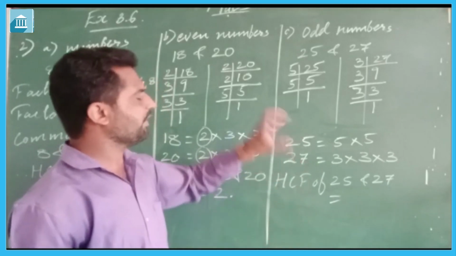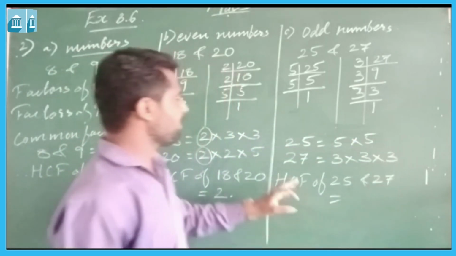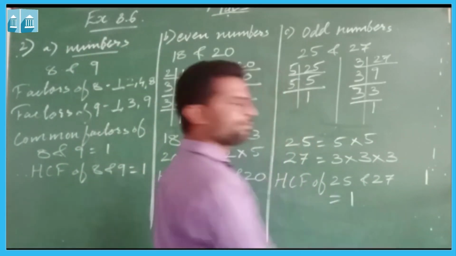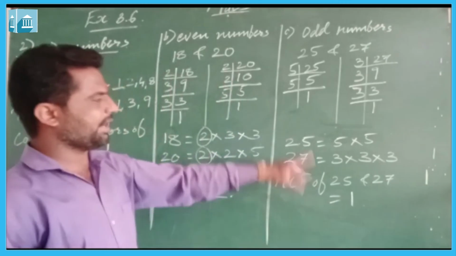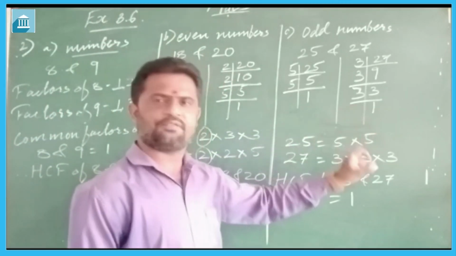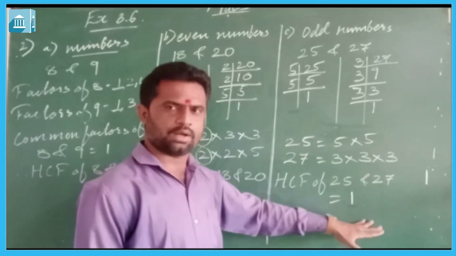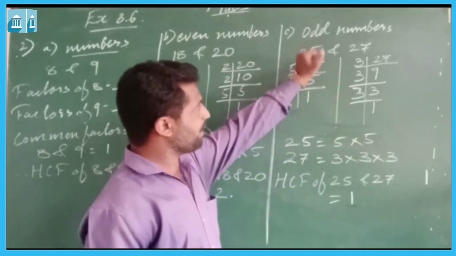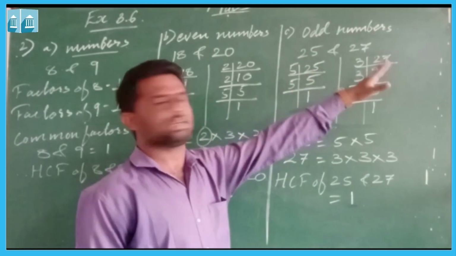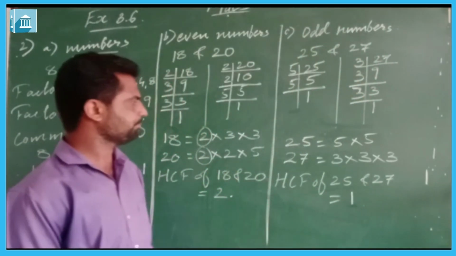So like this, if there is no common factor in prime factorization, the HCF of these two numbers is always 1. I am repeating it: if there is no common factor in prime factorization, their HCF is always 1. And the HCF of two consecutive odd numbers is always 1.